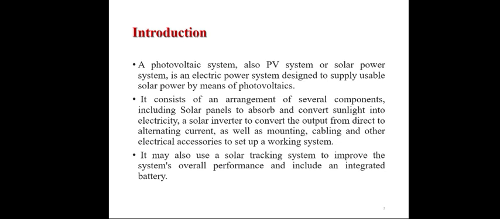A solar photovoltaic system consists of several components, including the solar panels to absorb and convert the sunlight into usable electricity, and a solar inverter. It can be used to convert the output from direct to alternating current, as well as mounting, cabling and other electrical accessories to set up a working system. It may also use a solar tracking system to improve the system's overall performance and include integrated batteries.